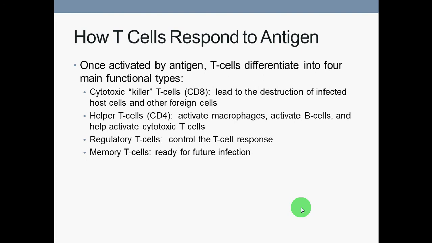There are 2 other types of T cells that are involved as well. Regulatory T cells control the T cell response, make sure it doesn't get out of control or start targeting your own cells. And then there's memory T cells that just hang out and are ready for future infection.